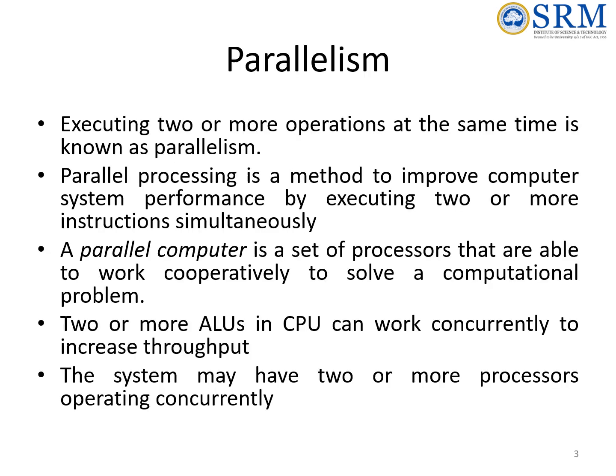Okay, so basically, parallelism is nothing but executing two or more operations at the same time. Parallel processing is needed to improve computer system performance by executing two or more instructions simultaneously. So a parallel computer is a set of processors that are able to work cooperatively to solve a computational problem. Two or more ALUs in a CPU can work concurrently to increase throughput.